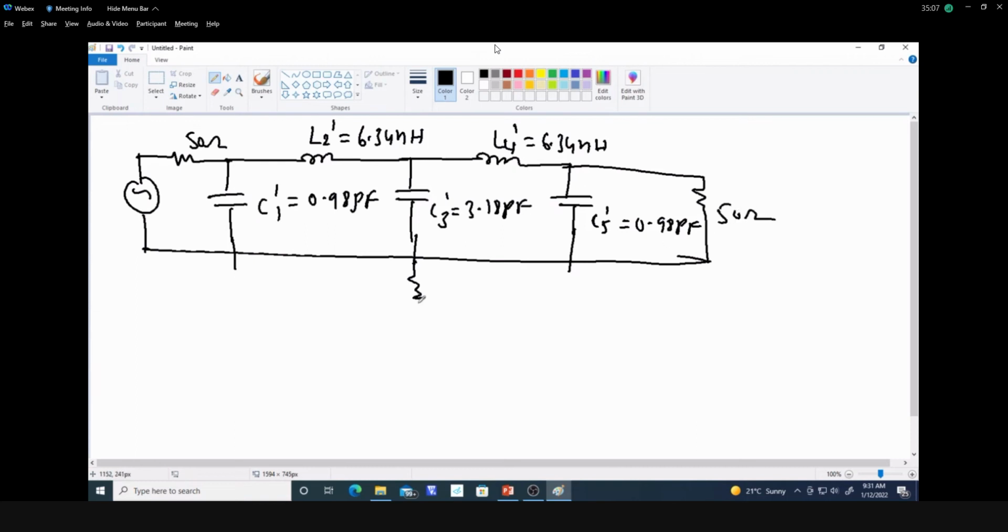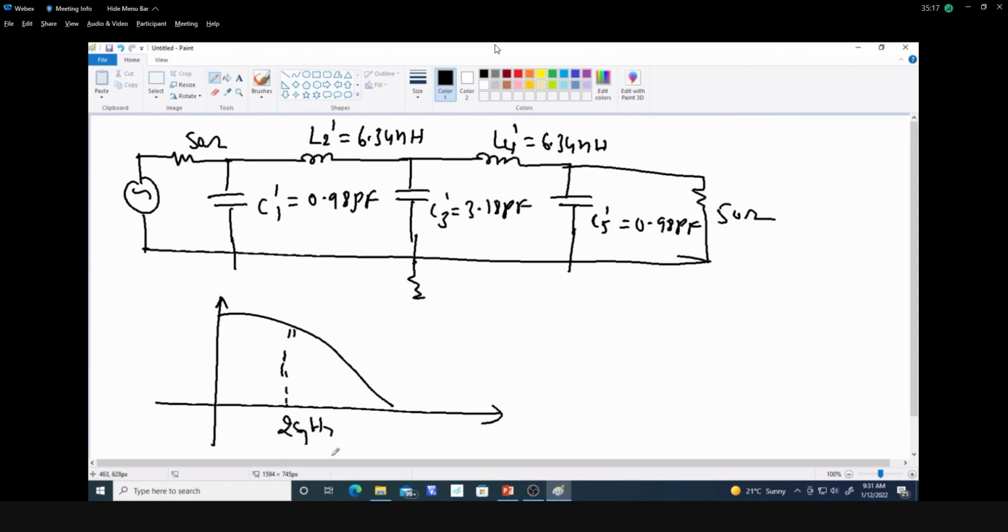And the filter response, how can we write it? We write it like this, and the cutoff frequency is 2 gigahertz. The maximum value is 0 dB, and at exactly 3 gigahertz you have to show the 15 dB insertion loss. This is how we show it. This is not exactly omega, because if you specify the frequency it will be in terms of f.